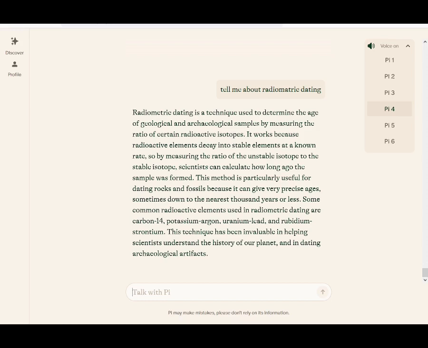Some common radioactive elements used in radiometric dating are carbon-14, potassium-argon, uranium-lead, and rubidium-strontium. This technique has been invaluable in helping scientists understand the history of our planet and in dating archaeological artifacts.